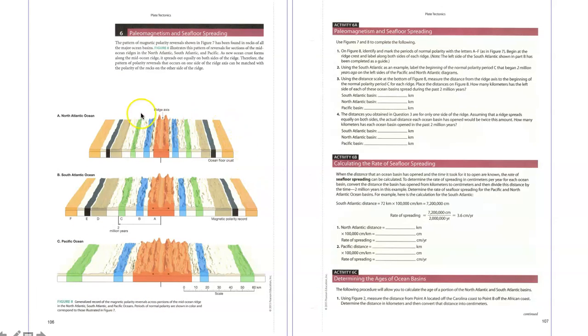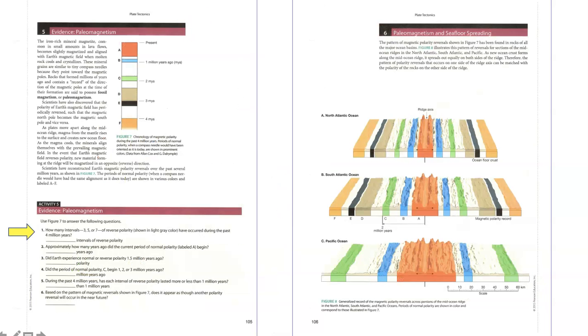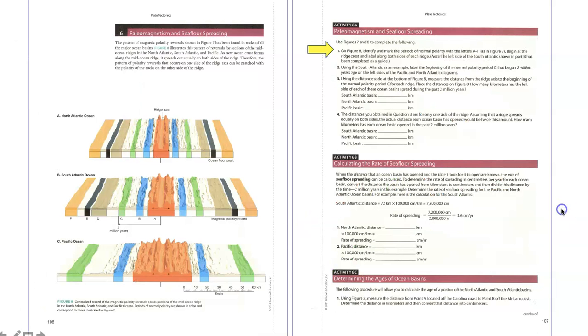So the next set of questions has to do with these isochrons. The first question asks you to identify and mark the periods of normal polarity with letters A through F corresponding to that previous figure. So if I jump back, you can see that there's an A, B, C, D, etc. given to each of these normal polarity intervals, and that's what's been shown on the left half of the South Atlantic Ocean. So we're going to do that here in the North Atlantic. There's my A, B, C's, D's, E's, and F's, and you want to do it for all of the oceans.